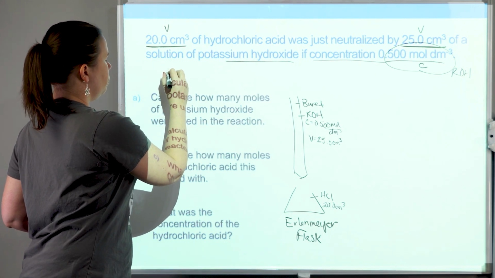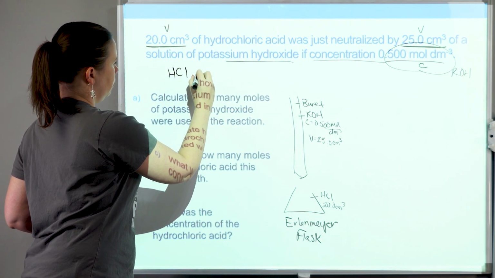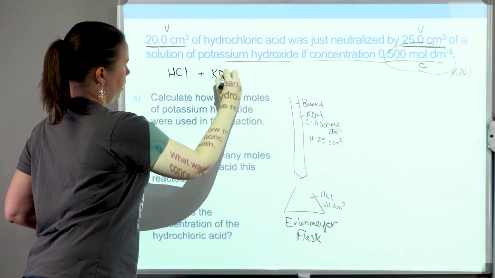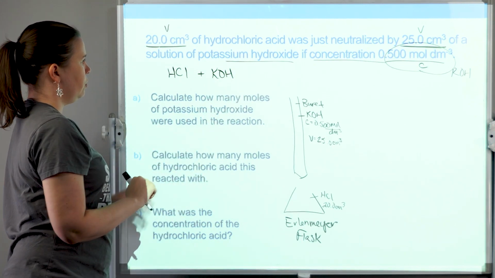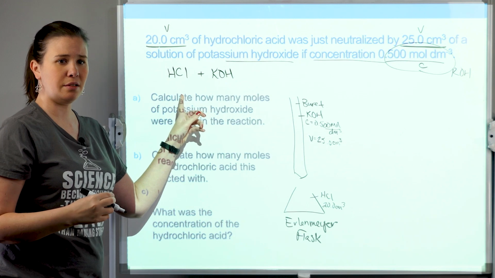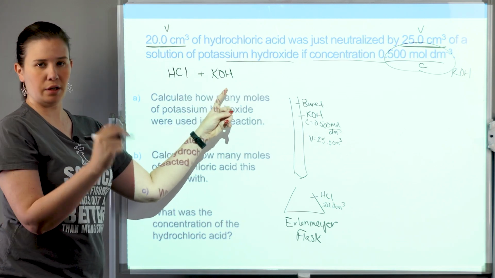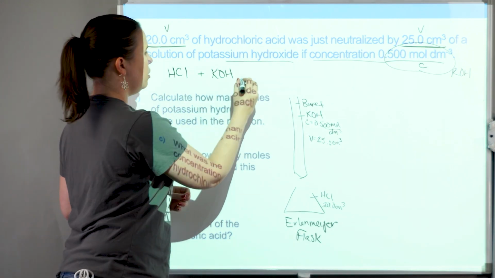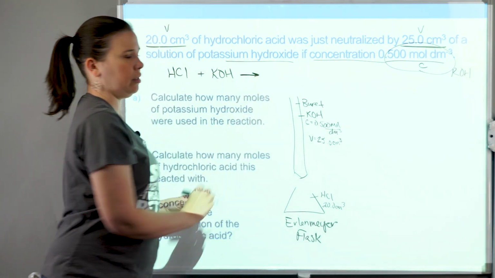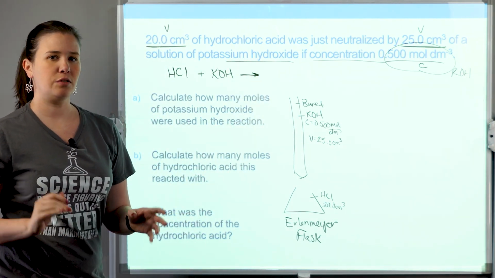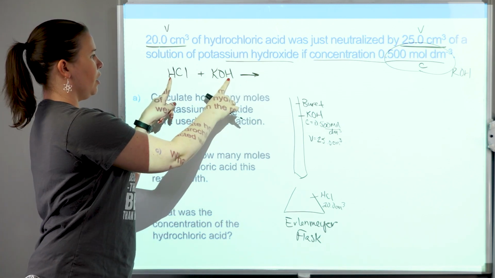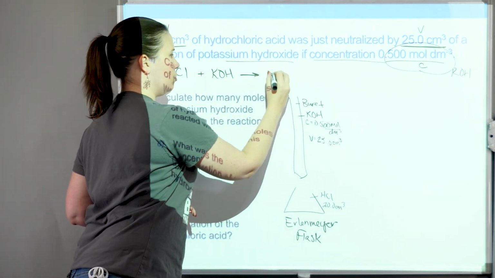What happens when hydrochloric acid reacts with potassium hydroxide? So this is an Arrhenius acid since it has hydrogen, and this is an Arrhenius base since it has hydroxide. So the products will always be water and a salt. This is essentially a special type of double replacement reaction. The hydrogen and hydroxide will combine to form the water.